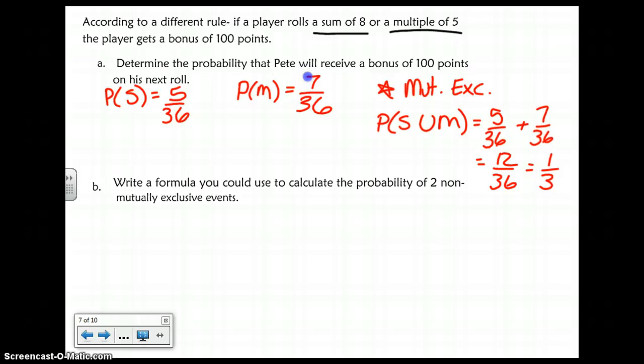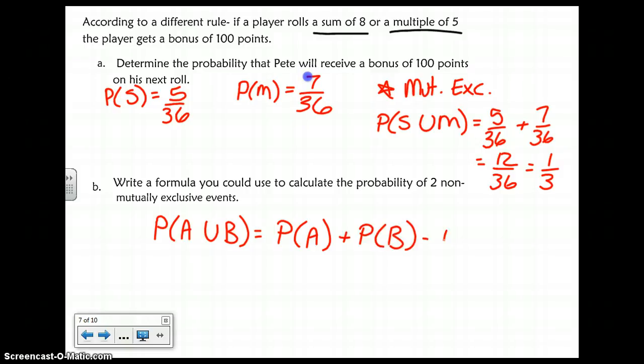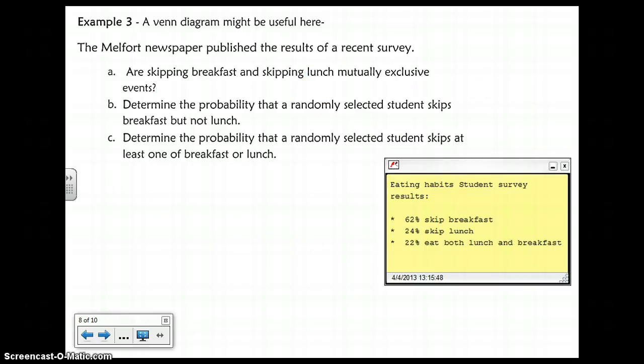So the formula to calculate two non-mutually exclusive events would be P(A or B) is the probability of A happening plus the probability of B happening minus the overlap, or the A and B happening. Let's say that the Melford newspaper published the results of a recent survey. Are skipping breakfast and skipping lunch mutually exclusive events? So here's your eating habits. 62% skip breakfast, 24% skip lunch, and 22% eat both lunch and breakfast.